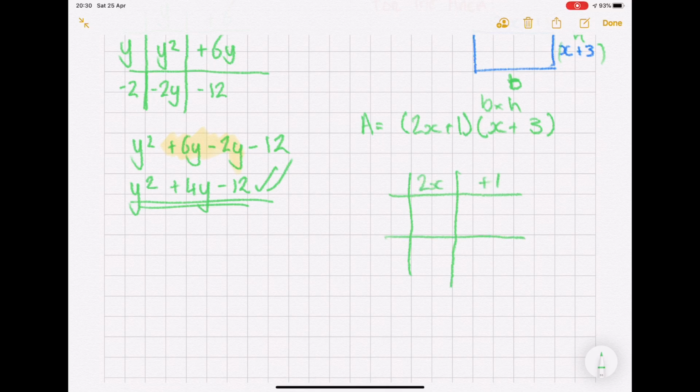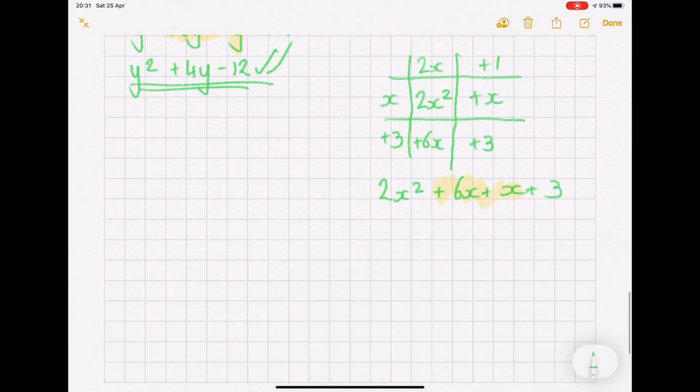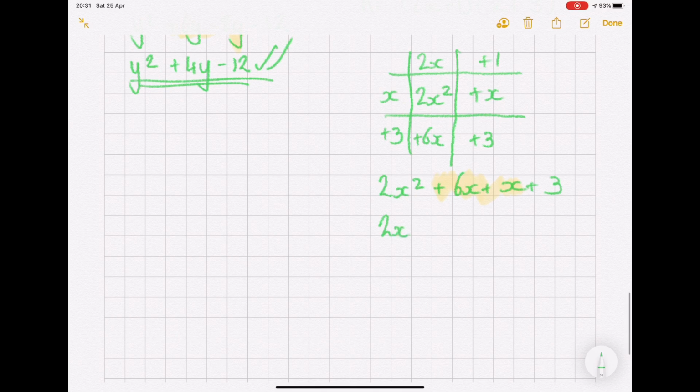2x plus 1, x plus 3, 2x squared plus x plus 6x plus 3. So we rewrite that 2x squared plus 6x plus x plus 3. Can we simplify? Yeah, we can simplify those two to give us 2x squared plus 7x plus 3. Fantastic. If you got that, that's spot on. Well done, that's really, really good. So give yourself some ticks.